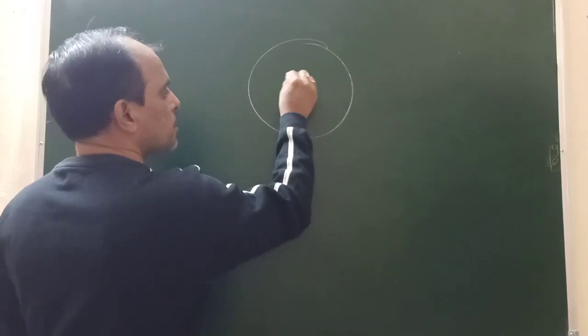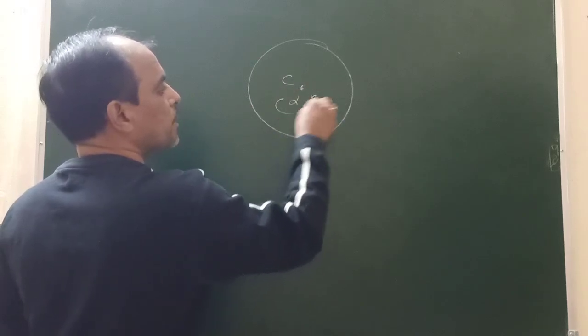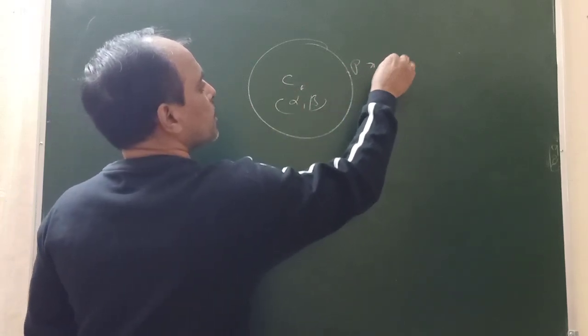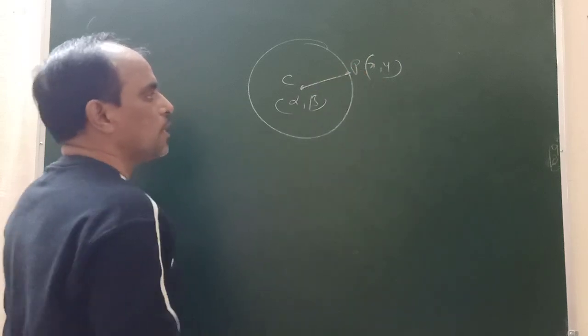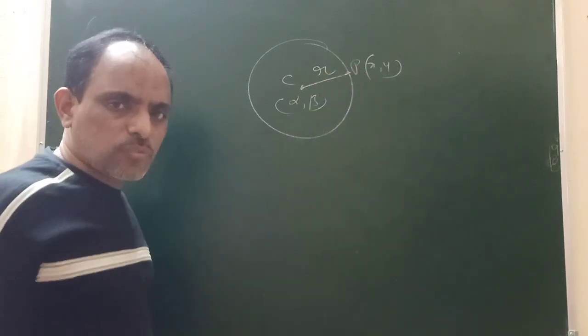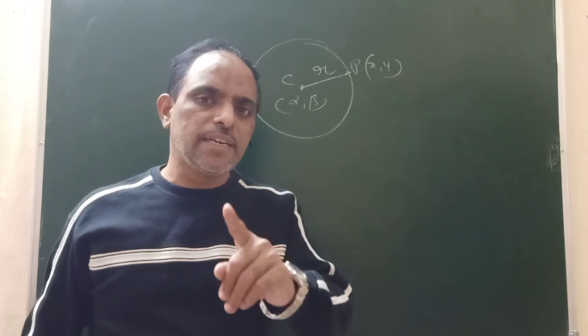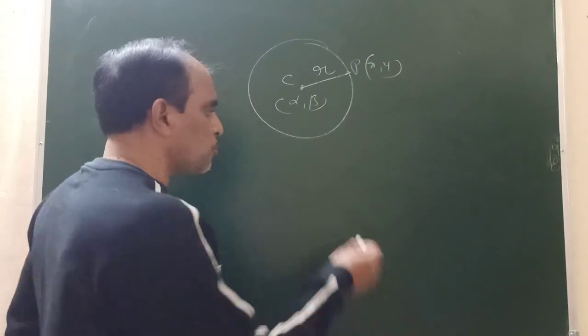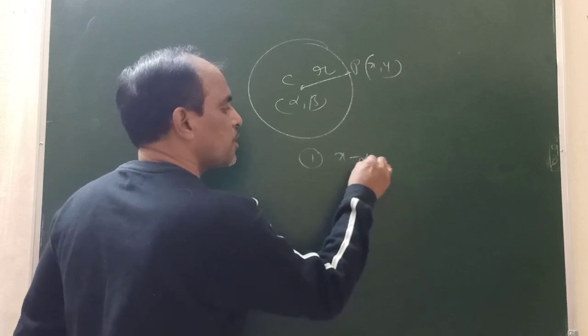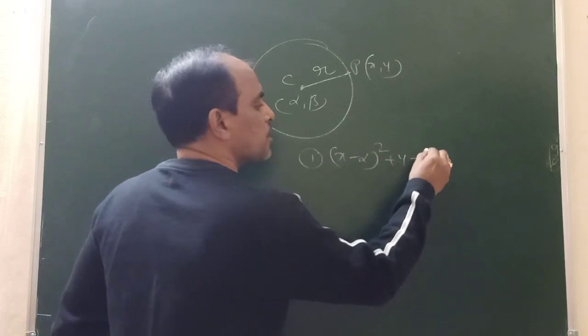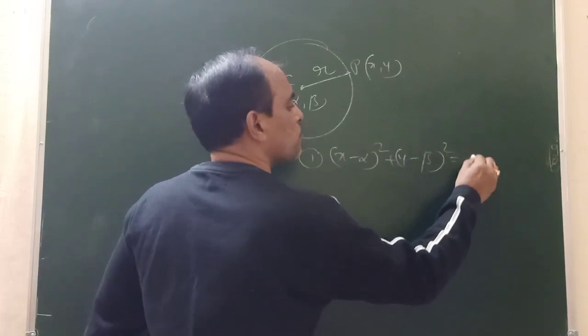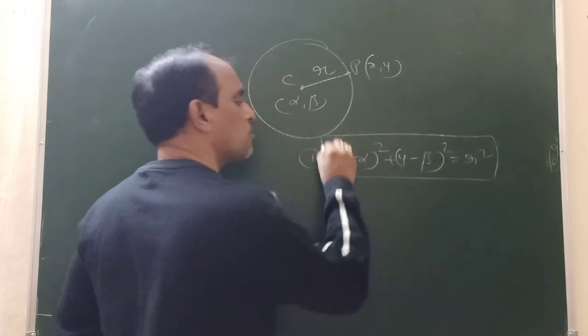Let us suppose the center is (alpha, beta) and a point on the circle is (x, y). So the distance is nothing but r. Whenever we find the equation of a circle, we require two things: one is the center, the other is the radius. If you know these two, we can find the equation, which is (x minus alpha) whole square plus (y minus beta) whole square is equal to r square.